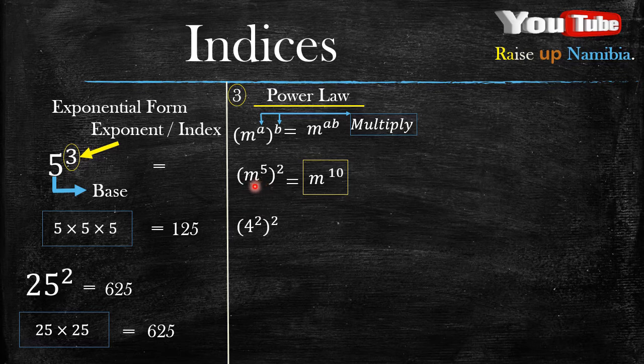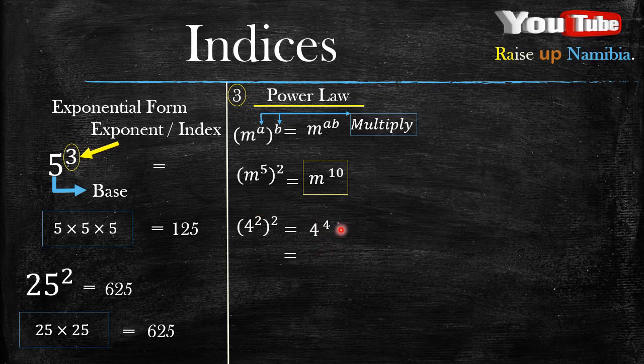So the first example was with a letter. Now the second example is with a number. So how about when you have 4 squared, or 4 raised to the second power, and then again it's raised to the second power. So the law states that you multiply b by a. So what's our b here? Our b is 2, and our a is also 2. So we multiply 2 times 2 gives us what? It gives us 4. So our answer will be 4 raised to the power 4.